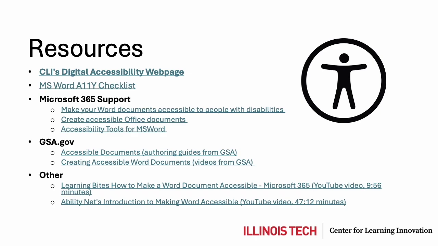And we have some other resources to support you when you work to make your content more accessible. Here you'll find guidelines and videos and more on our digital accessibility web pages. In addition, Microsoft, as I mentioned at the beginning, has some pretty good accessibility documentation. GSA has some authoring guides, and there's some other video tutorials as well if you're interested in watching, as well as reading and reviewing your resources.